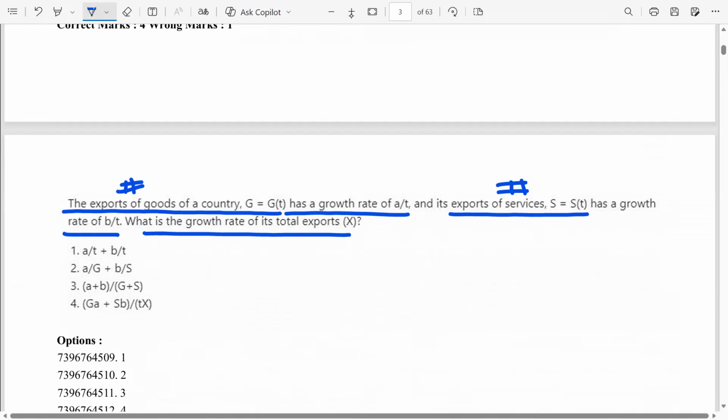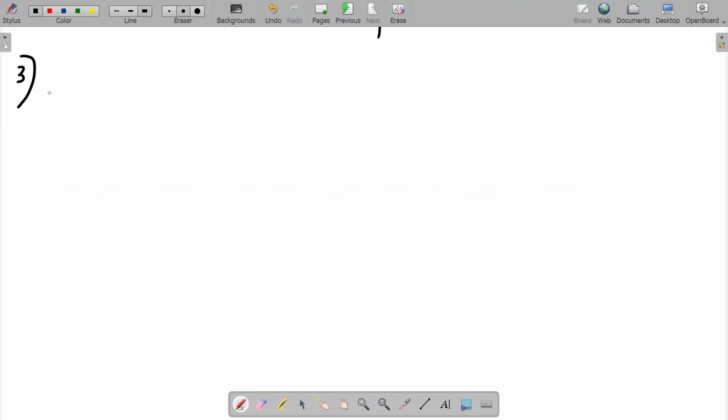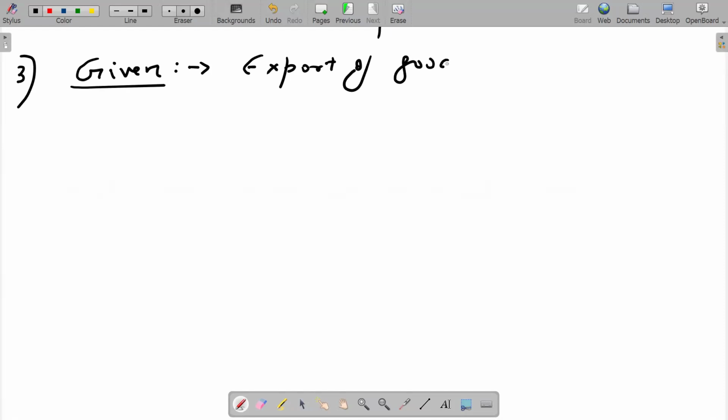So let me come to the whiteboard. It's a mathematical question. Solving it on the whiteboard for all students. Let's look at question number 3. We are given that export of goods is G as a function of T, and the growth rate of exports of goods is given by A by T.